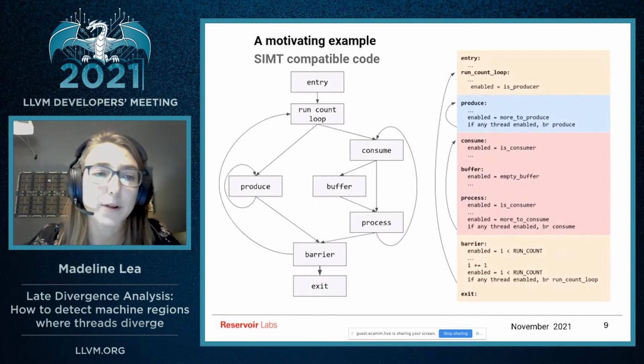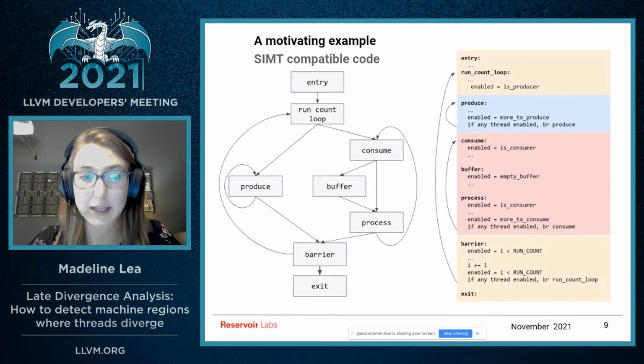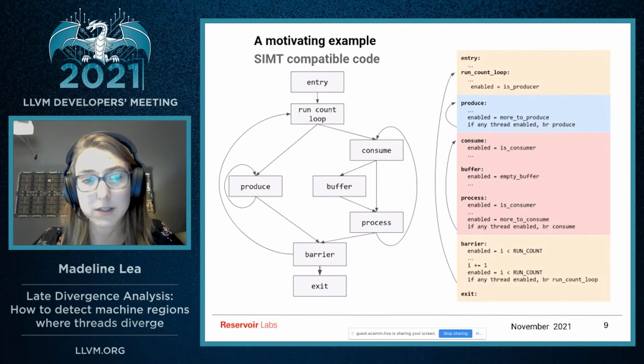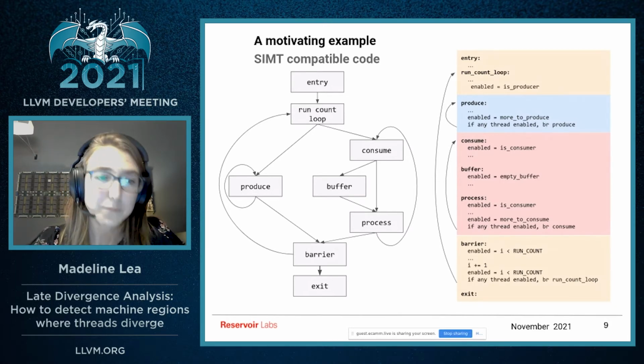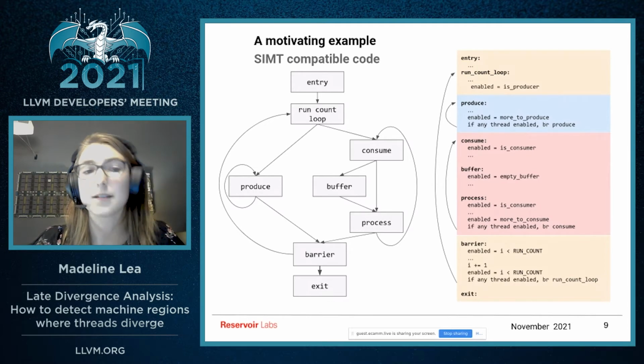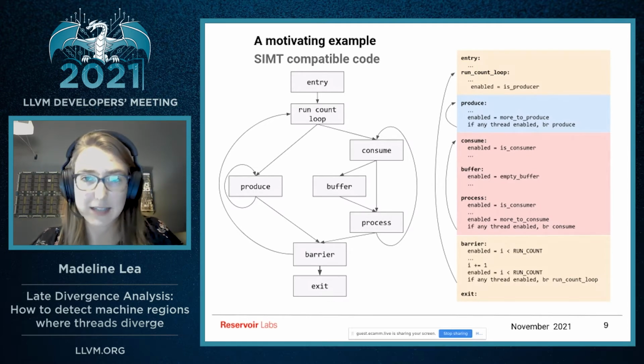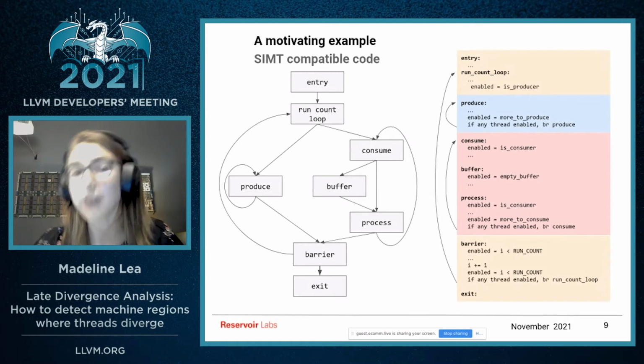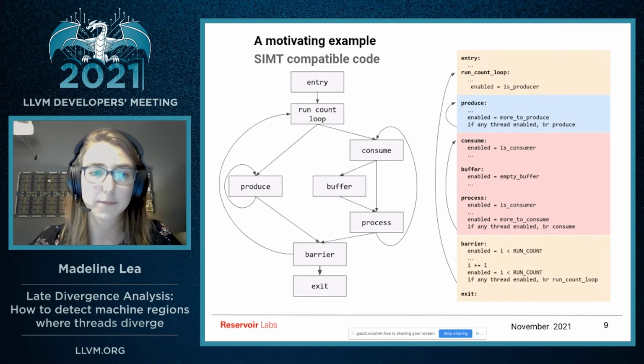Here we have an example of such collapsed code. You can see that the entry and loop header fall directly into the producer routine first, and then that falls into the consumer routine after that, with the warps looping back as long as any thread still needs to execute one of those routines. And then finally, they'll fall into the barrier or exit.